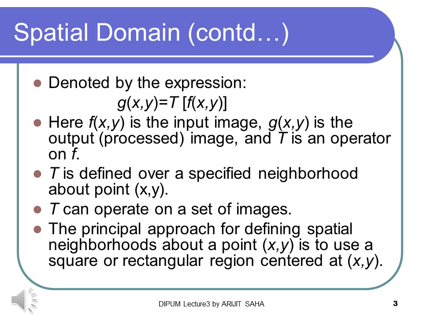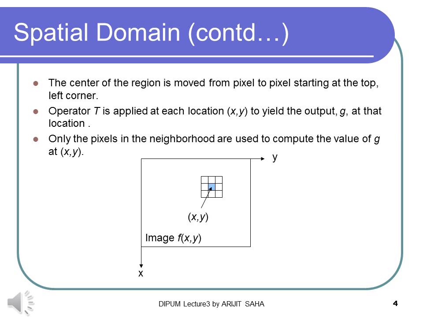The principal approach for defining spatial neighborhoods about a point (x,y) is to use a square or rectangular region centered at (x,y). Here we can see that the center of the region is moved from pixel to pixel, starting at the top left corner. Operator T is applied at each location (x,y) to yield the output g at that location. Only the pixels in the neighborhood are used to compute the value of g(x,y). Here we can see we are taking 9 pixels at a time, and the blue point referred over here is the actual cell (x,y).